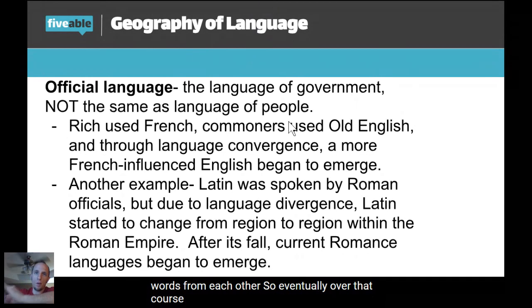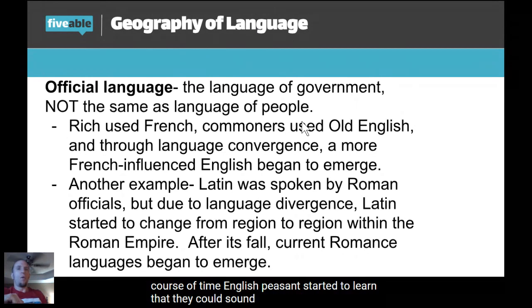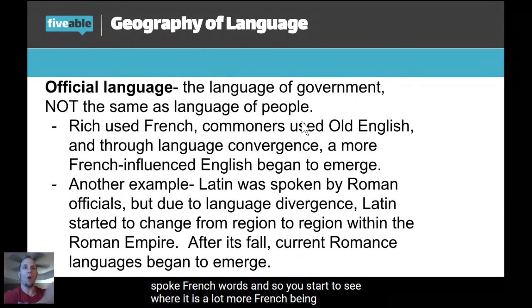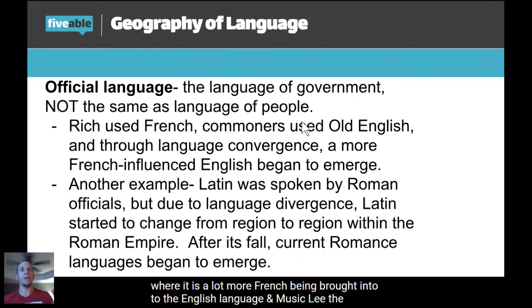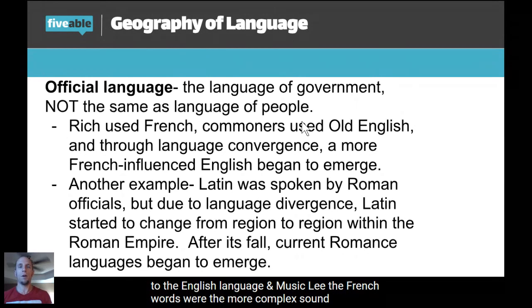Eventually, over that course of time, English peasants started to learn that they could sound smarter, or sound more sophisticated like the nobility, if they spoke French words. And so you start to see a lot more French being brought into the English language. And usually the French words were the more complex sounding words.